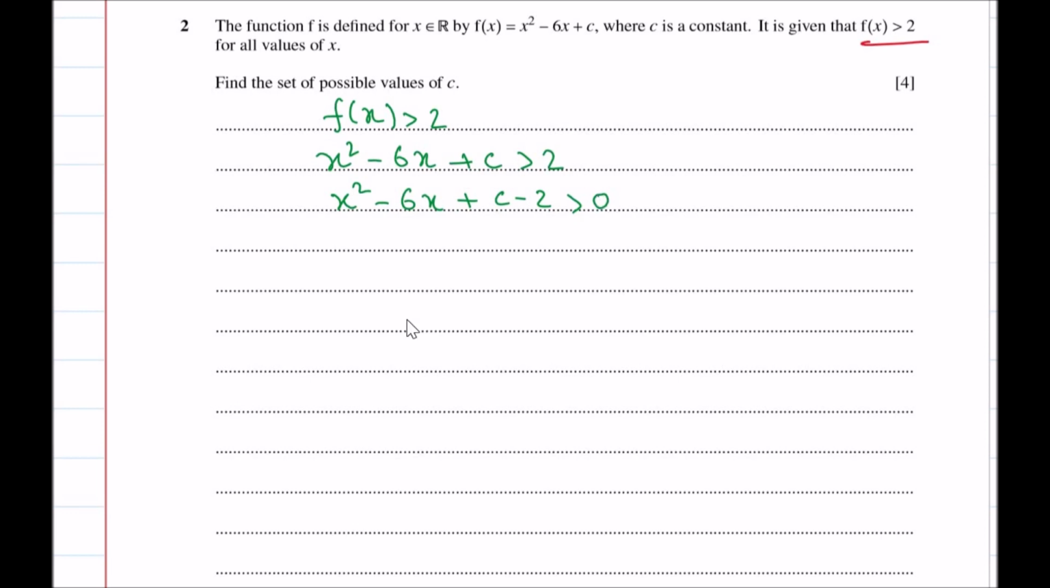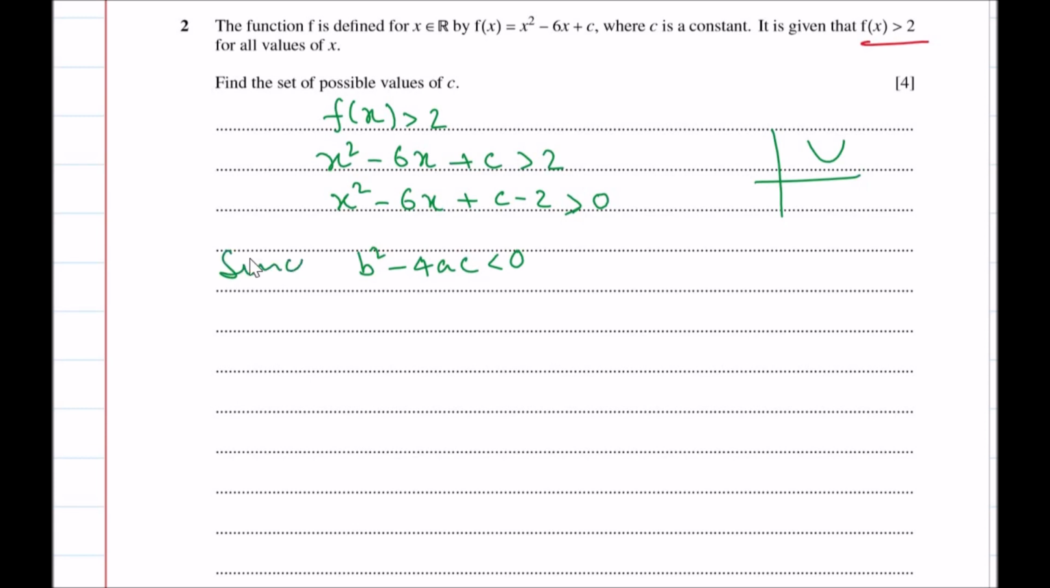Now we got a quadratic inequality. But here it says fx greater than 2. So what does it mean? If you graph this, x square minus 6x plus c minus 2 greater than 0, that means it will be above the x-axis. If you graph this parabola, this will be above the x-axis. So there will be no roots, and we know that for no real roots, the condition is b square minus 4ac less than 0.